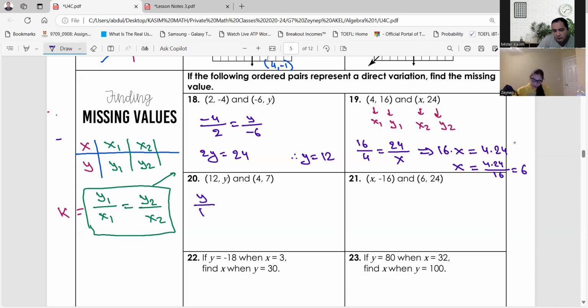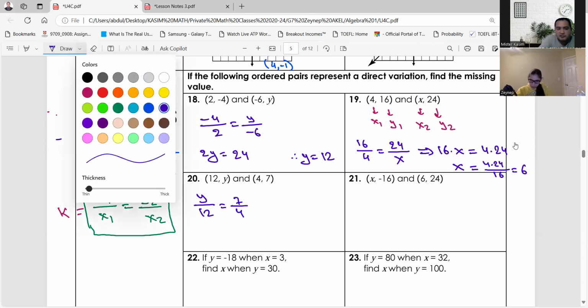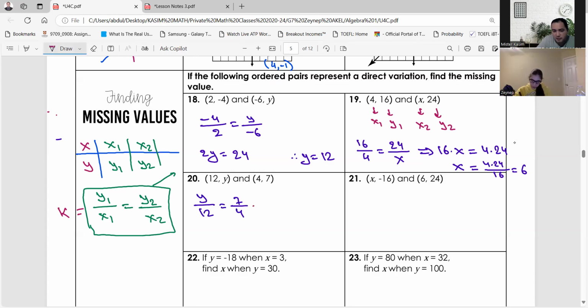Y over 12 equals 7 over 4, right? The first step: just multiply both sides by 12, you don't even have to cross multiply. Multiply by 12, multiply by 12. This 12 and 12 cancel each other. Y is equal to 12 divided by 4, which is 3. 3 times 7 is 21. That's it.